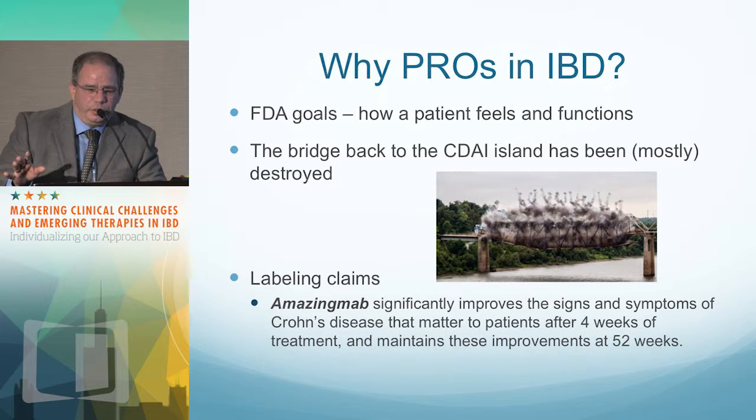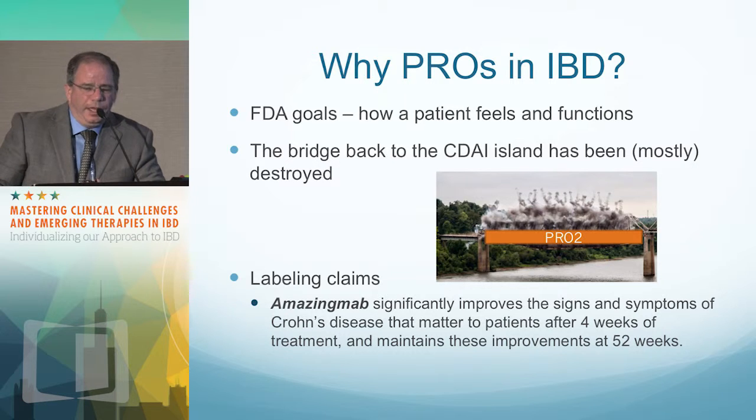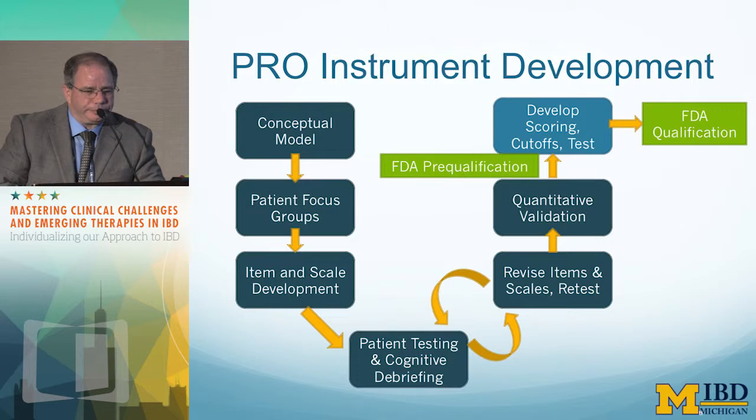Well, part of it's the FDA goals. Part of it is that the bridge back to the CDAI island has been mostly destroyed, and I'm going to tell you a little bit about PRO2, which is a little bit of a temporary fix. But it allows things like labeling claims, and I'm not going to claim this is exactly what the FDA will allow, but something like Amazing Mab, and that's my trademark, nobody can use it, I'll have to change all my slides. Significantly improves the signs and symptoms of Crohn's disease that matter to patients after 4 weeks of treatment and maintains these improvements at 52 weeks. This is something of value, and this is a carrot for people developing drugs in this field.